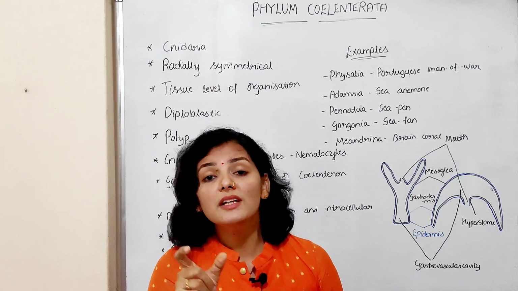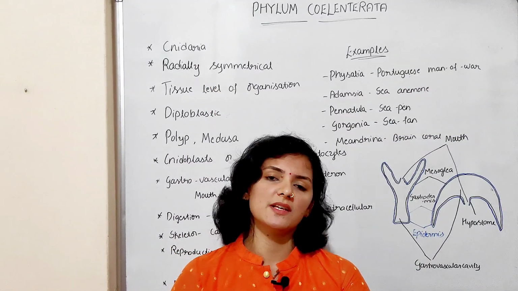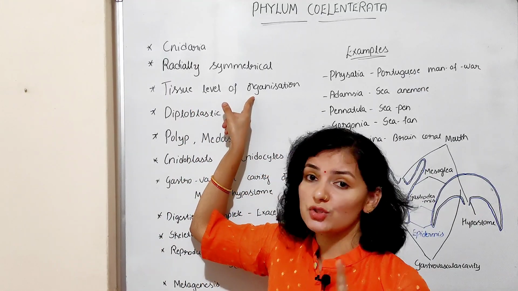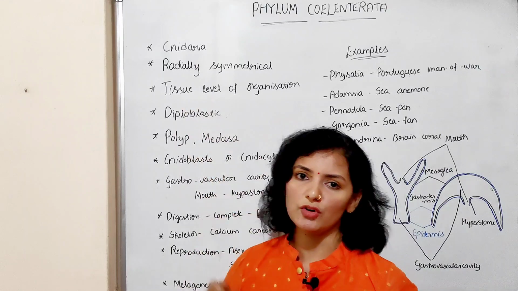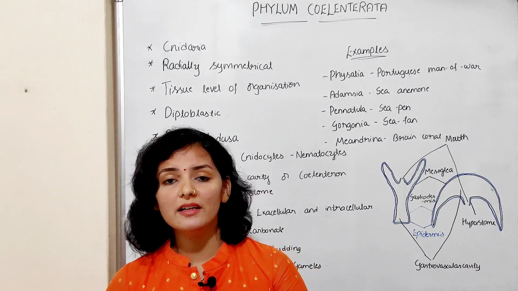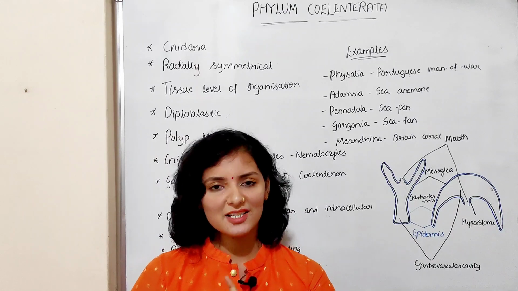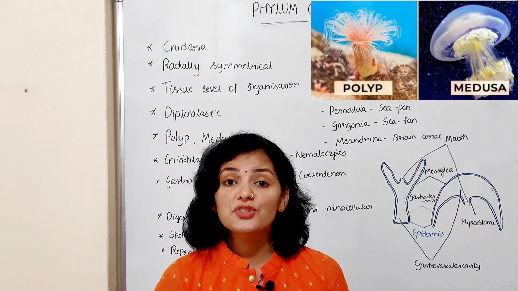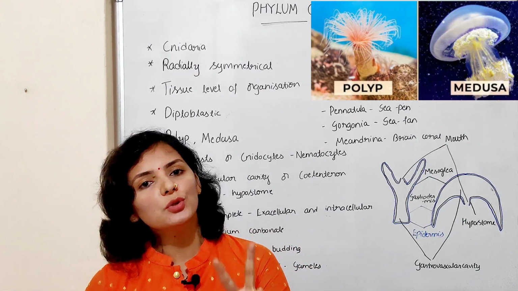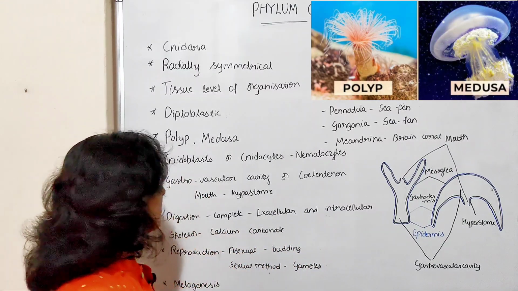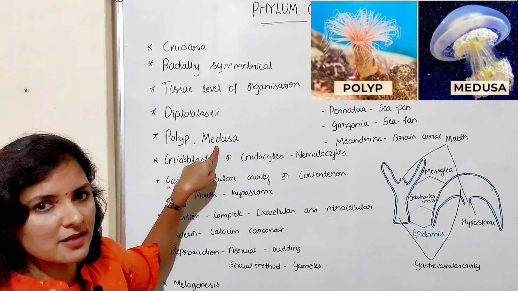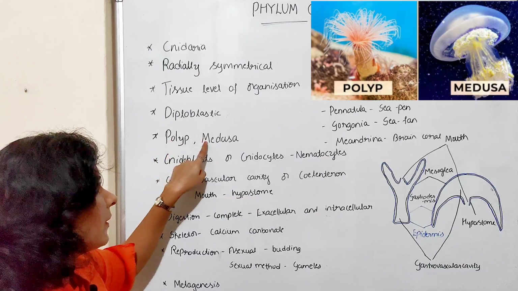These organisms have distinct or true tissue. That's why they show a tissue level of organization. So the level of organization is tissue level. If you see the organisms under coelenterates, you can't see a distinct tail and head. Most species of coelenterates are present in two body forms, or they show two distinct body plans. The two body plans are polyp and medusa. So most species are present in these two body forms, polyp and medusa.